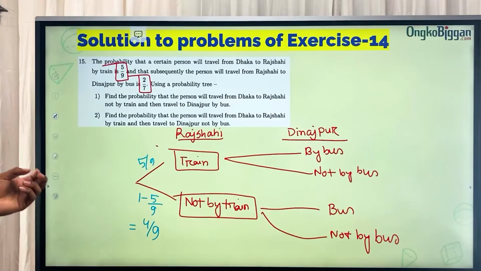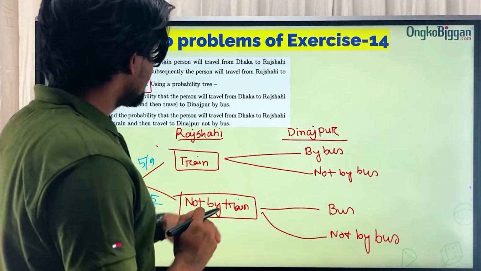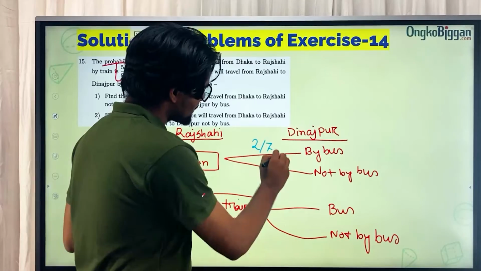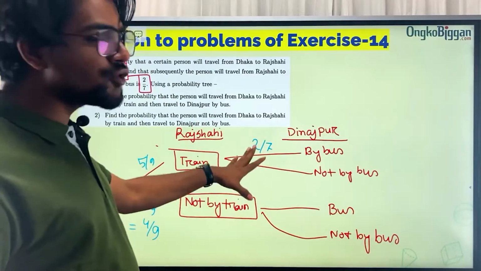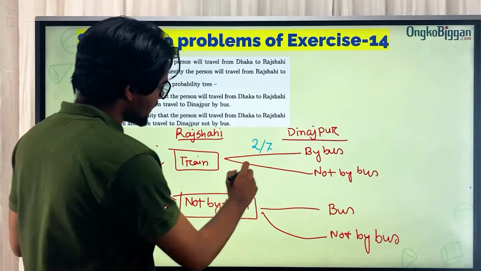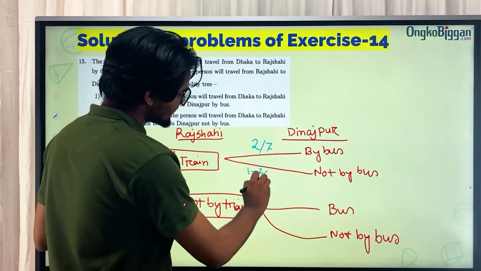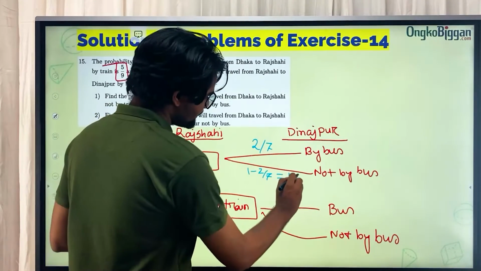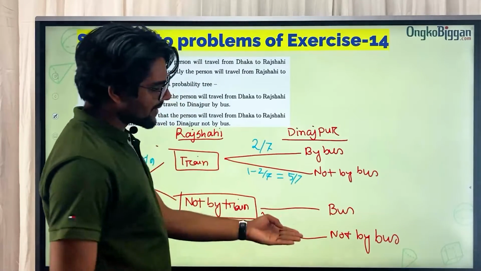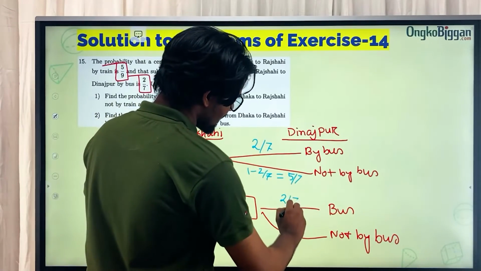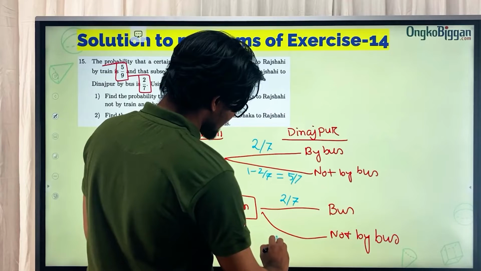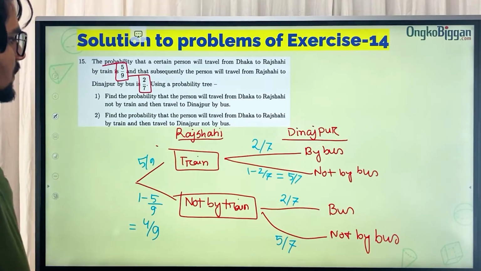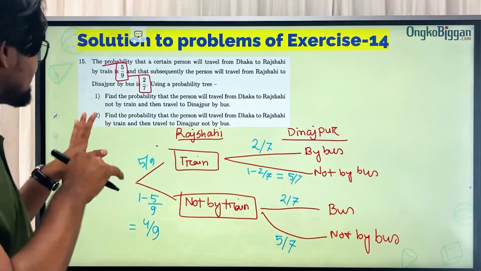Okay. Similarly, in case of bus, it is 2 by 7. So moving by bus is 2 by 7. So not moving by bus will be 1 minus 2 by 7. That is equal to 5 by 7. Similarly, bus is 2 by 7, and not by bus is 5 by 7. Okay. So this is how we can draw the probability tree.